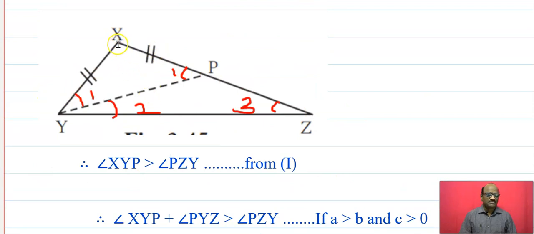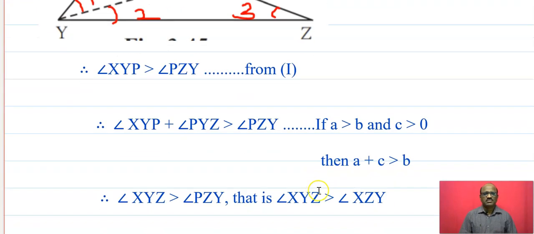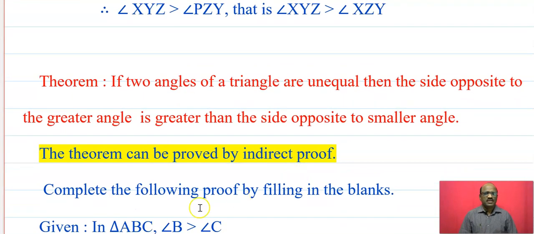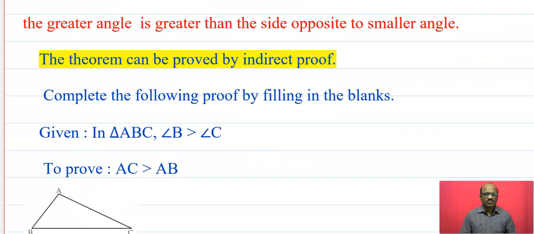That is, if XZ is greater, then the angle opposite to XZ, which is XYZ, is greater, and this side is smaller, therefore its angle is smaller. This is the property. Now the next is, if two angles of a triangle are unequal, then the side opposite to the greater angle is greater than the side opposite to the smaller angle. This can be proved by indirect proof.